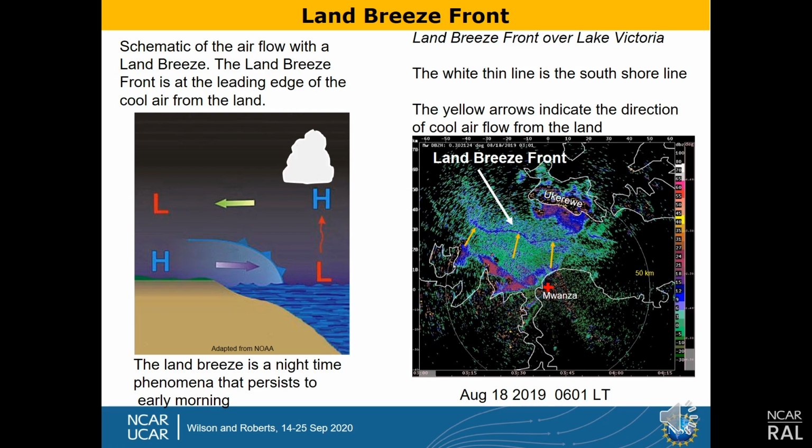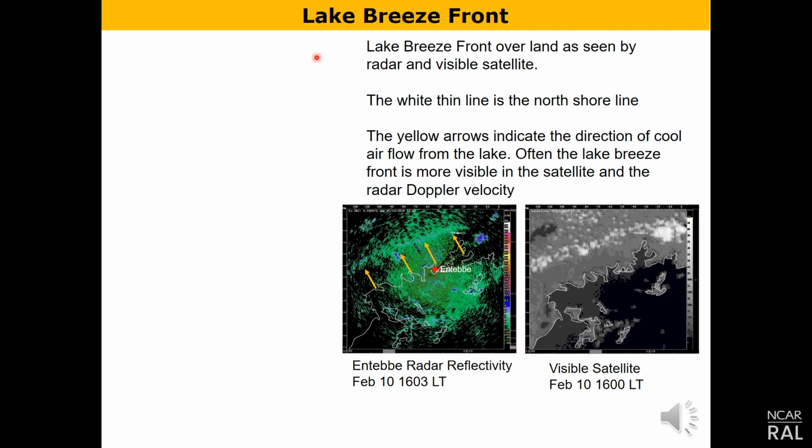Now, let's look at the lake breeze front. This one's from Entebbe. Here it's just the opposite situation: the airflow is coming off the lake and forming a thin line. Usually with the lake breeze front, the thin line is very faint. It shows up much better in Doppler velocity, but being daytime, we have the visible satellite, which nicely shows a line of cumulus clouds with it.